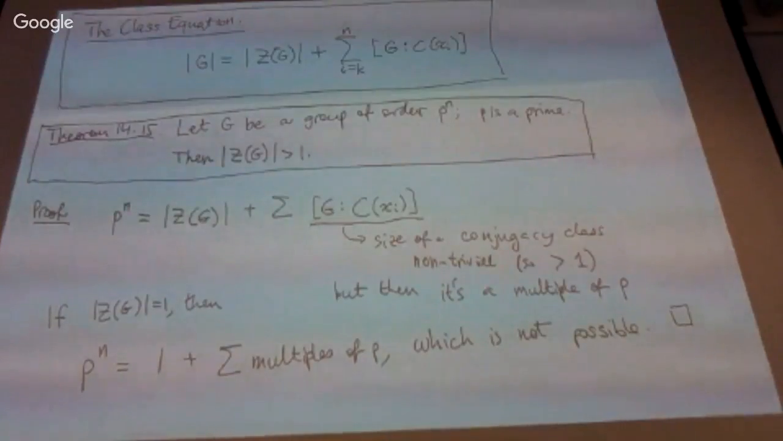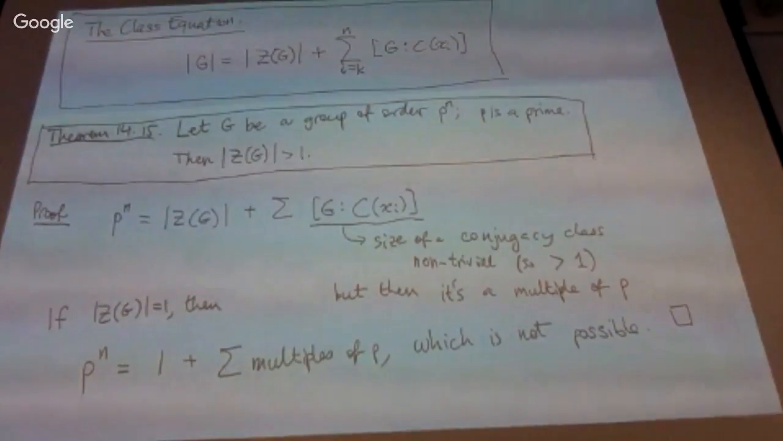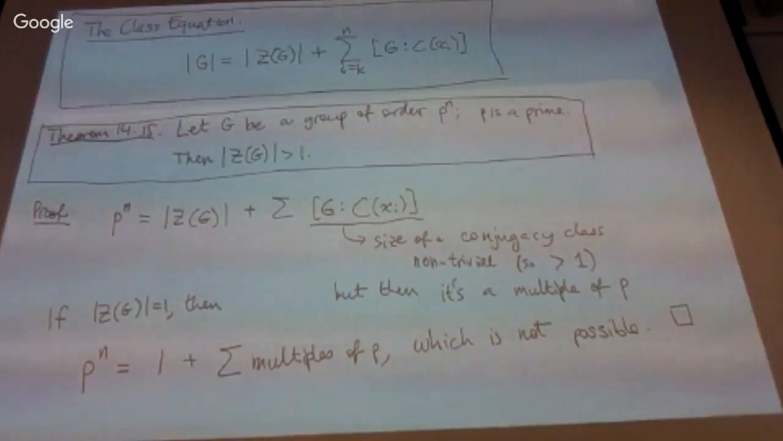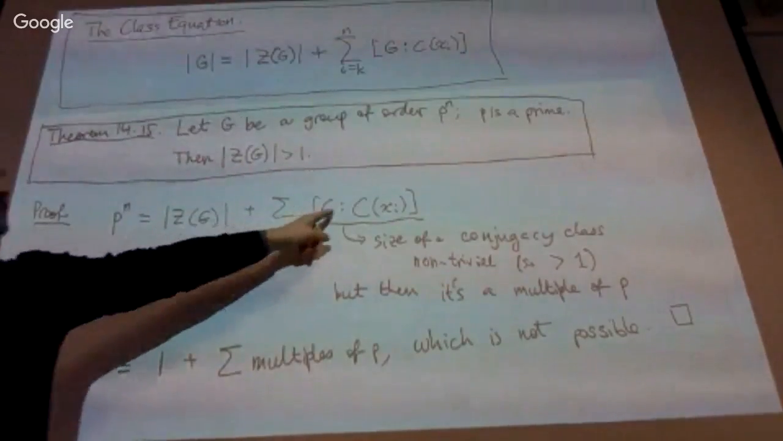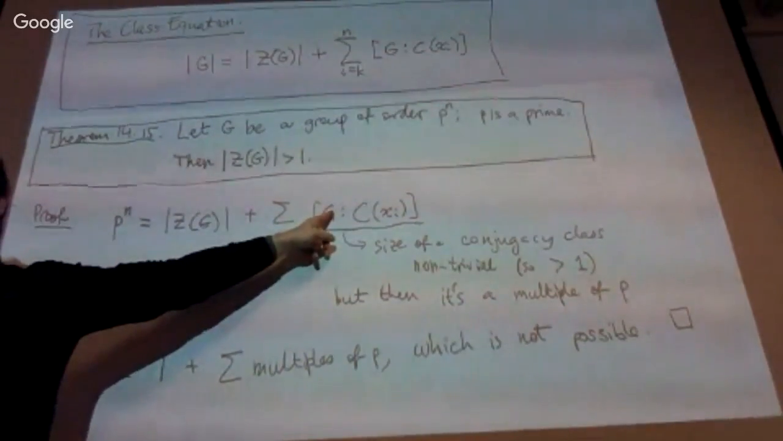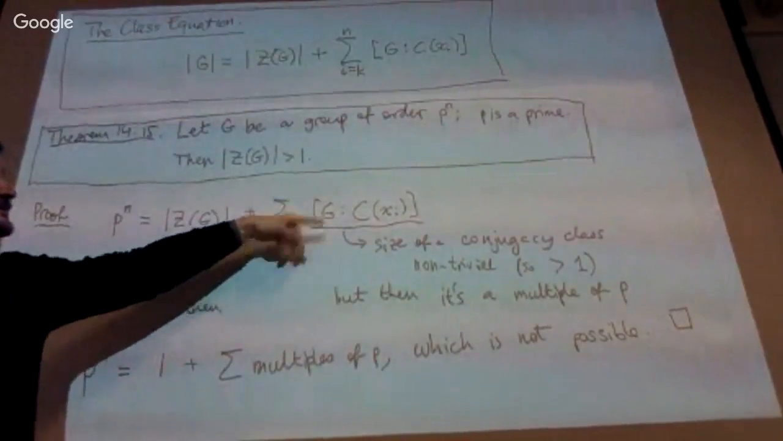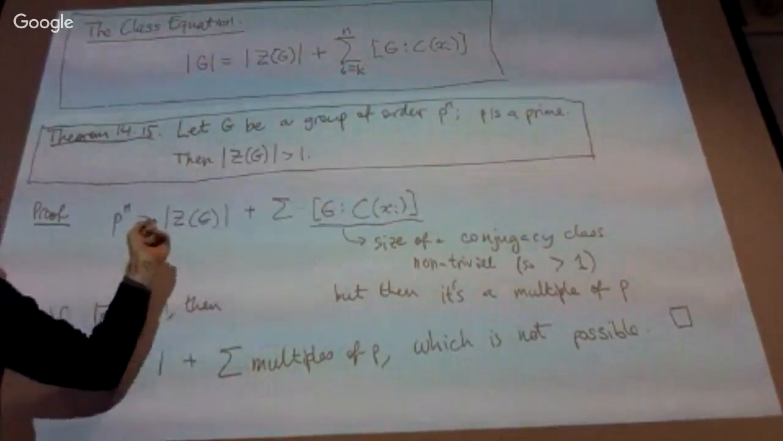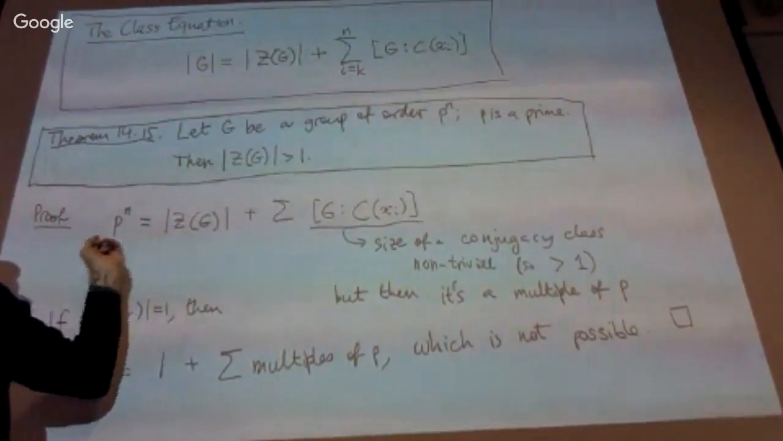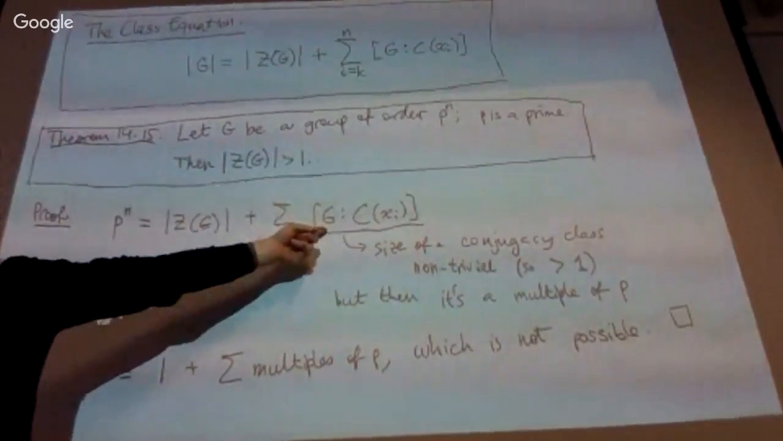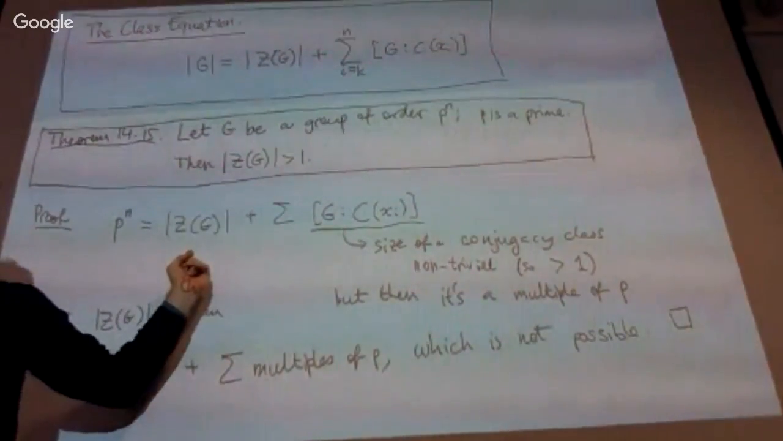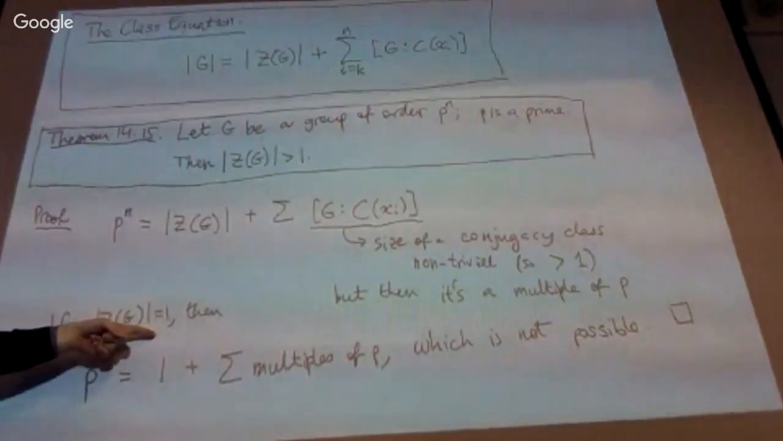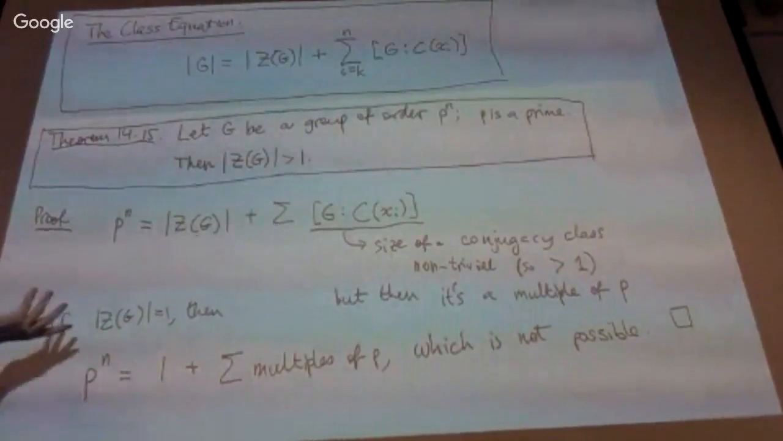Does that make sense, Miriam? Or which bit isn't clear? Let's accept that these are all multiples of the prime p. So you have multiples of p, you add them all together, and you add 1 to it. You can't get p to the n. That's a multiple of p, that's a multiple of p, so this also has to be a multiple of p. So it cannot happen that the center has order 1.